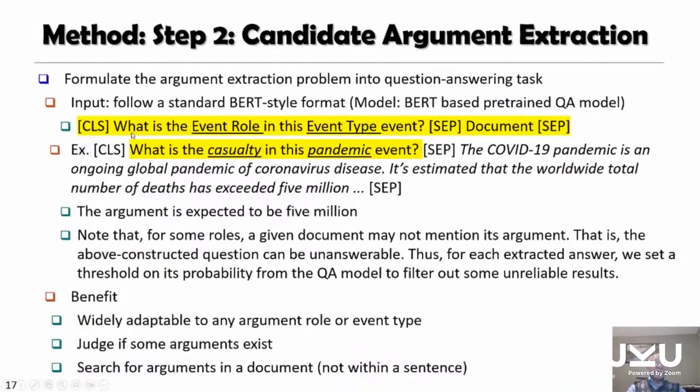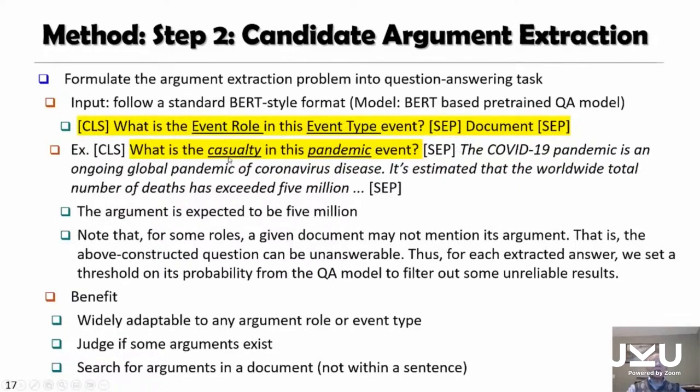You can see if you have the new prompt like this, you put the document at the back, you put the question here. And the question could be, what is the casualty? That's the event role you already extracted. What's the casualty of this pandemic event? And from here, using BERT or Roberta, these BERT-based pre-trained QA models, you should be able to extract the argument based on the concrete sentence. The casualty should be 5 million.